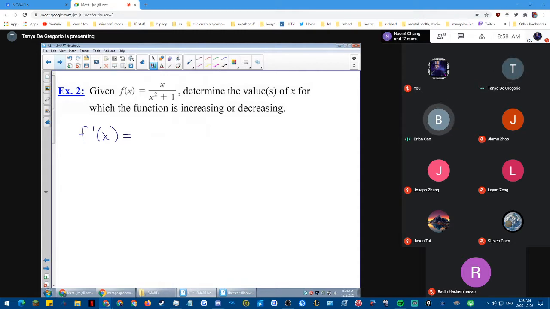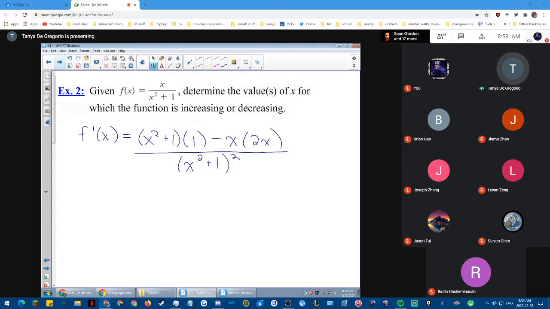x squared plus 1, good, bottom, minus x times 2x. Okay, good. Bottom times derivative of the top minus the top times derivative of the bottom. Keep going. Over x squared plus 1, all squared. Yeah, it's okay. Good. Excellent. From here, we're going to simplify.